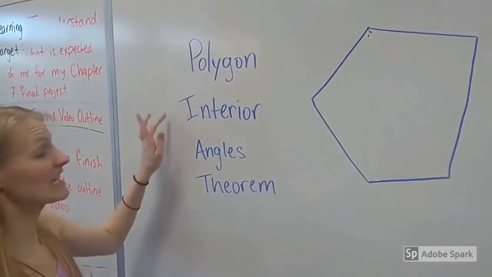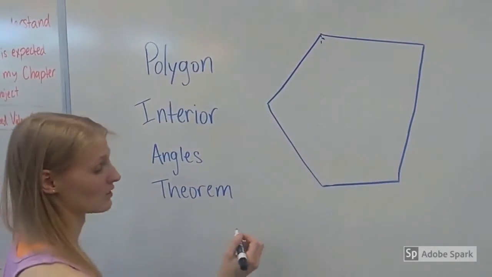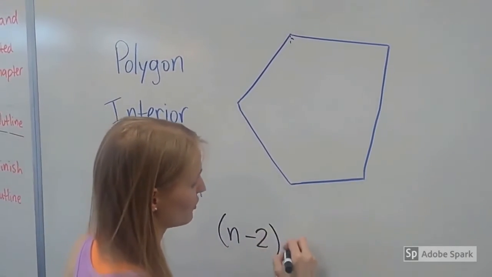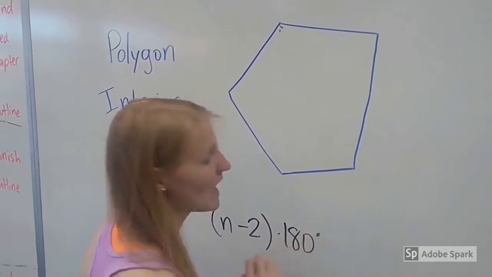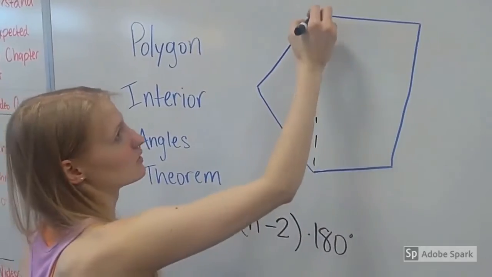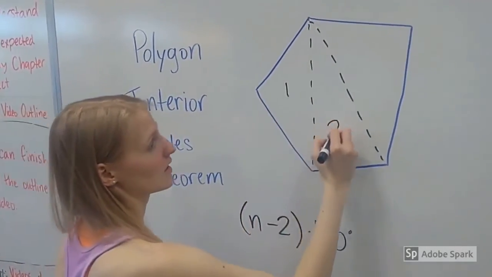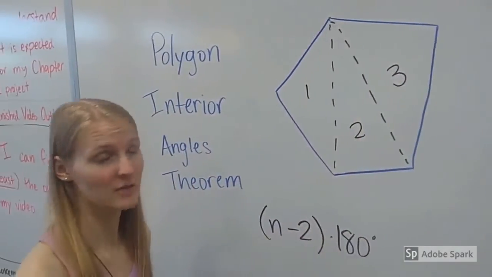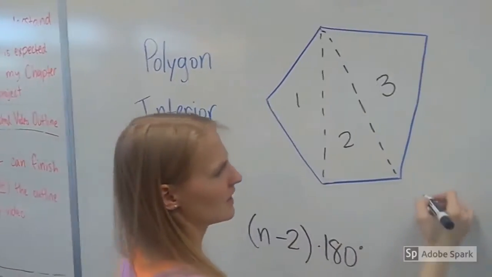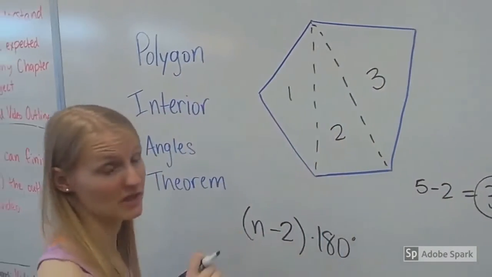The polygon interior angles theorem tells us that the sum of all interior angles is equal to the number of sides, n, minus 2 times 180. And the reason for this is because if I triangulate a shape, which means I split it up into triangles from one vertex, I get 1, 2, 3 triangles. Now this shape has 1, 2, 3, 4, 5 sides. So 5 minus 2 is 3 triangles within this shape.